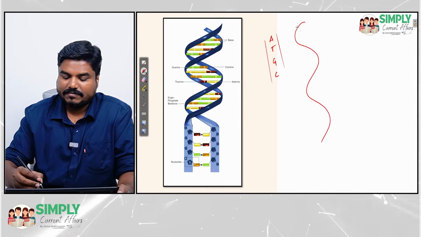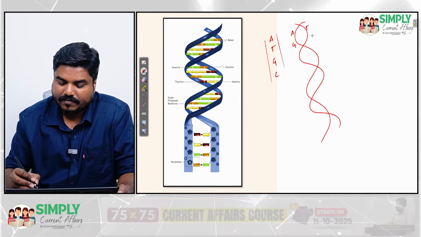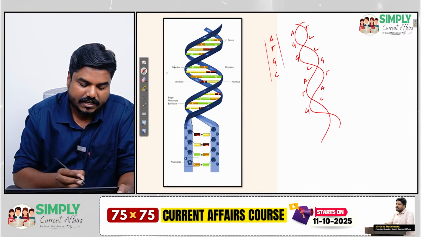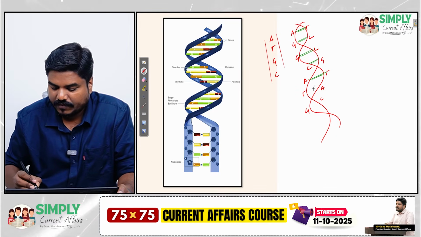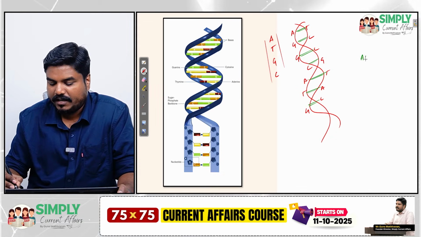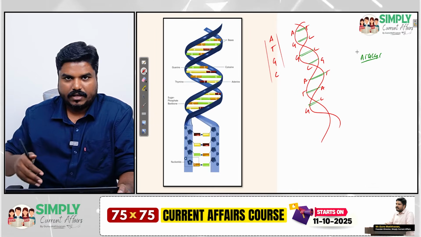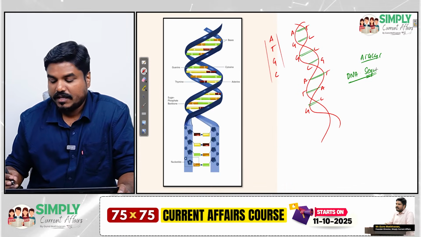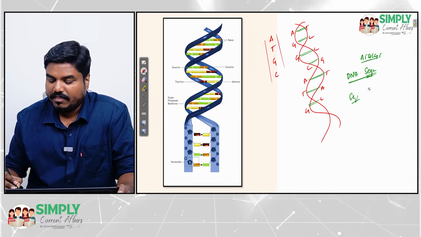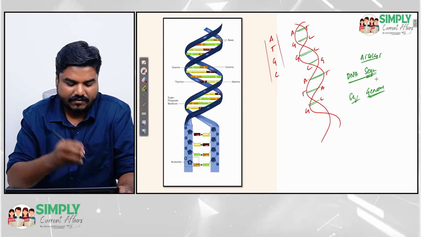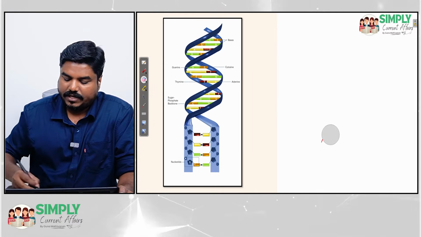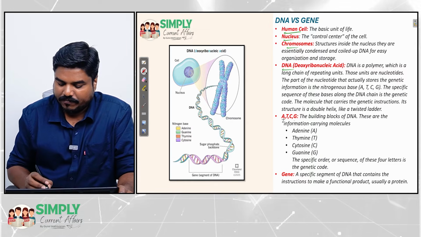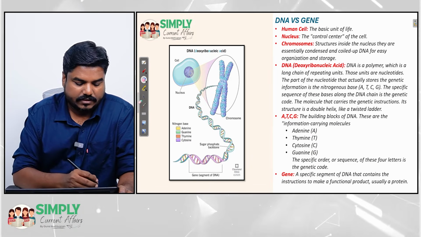All these information carrying molecules are available in pairs. The order of these pairs, A, T, G, C, G, C, whatever, the order of these information carrying molecules is called a sequence. The sequence of one DNA we simply refer to as the DNA sequence. The sequence of the entire genome we refer to as genome sequencing. I hope now you got an idea about what is genome. In the previous class I explained human cell, nucleus, chromosome, DNA, what ATCG is, and what a gene is. Till this we discussed in the last class.